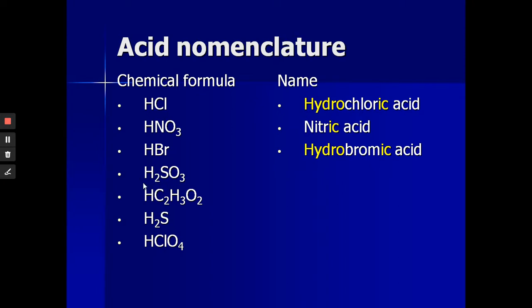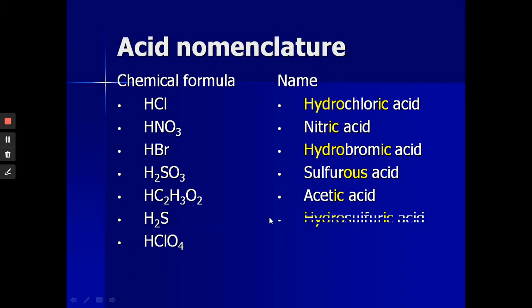Next one is a sulfite. Note that there are two hydrogens. That's because sulfite has a -2 charge. Ending in -ite, this one is going to be sulfurous acid. Next one is C2H3O2, which is acetate, ending in -ate. So you're going to call this one acetic acid. And the pure sulfur, which is a sulfide, is called hydrosulfuric acid.